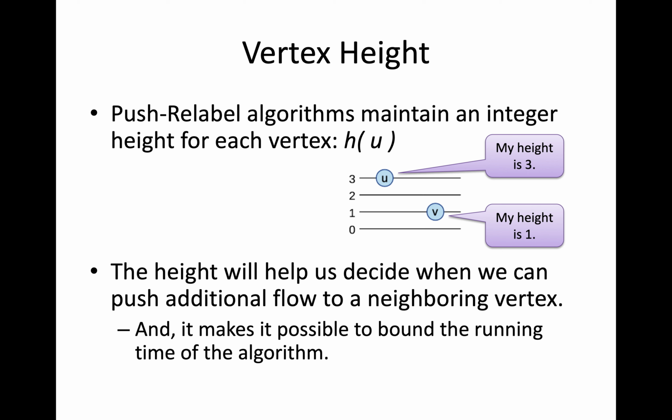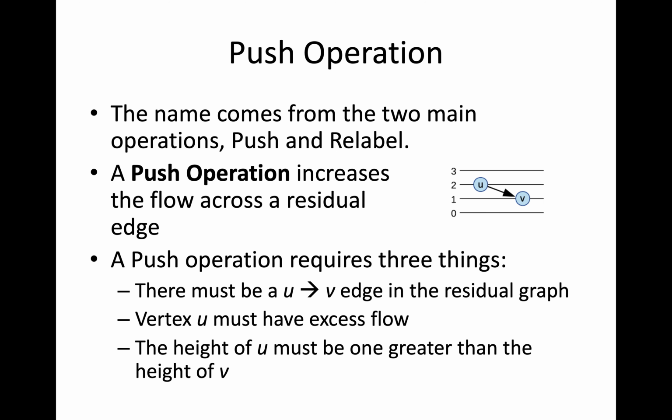It'll give us an extra rule, maybe a couple of extra rules, for when we can push more commodity out of a vertex and into another vertex. You probably don't need me to say this, but in my picture, vertex V has a height of 1, and vertex U has a height of 3.